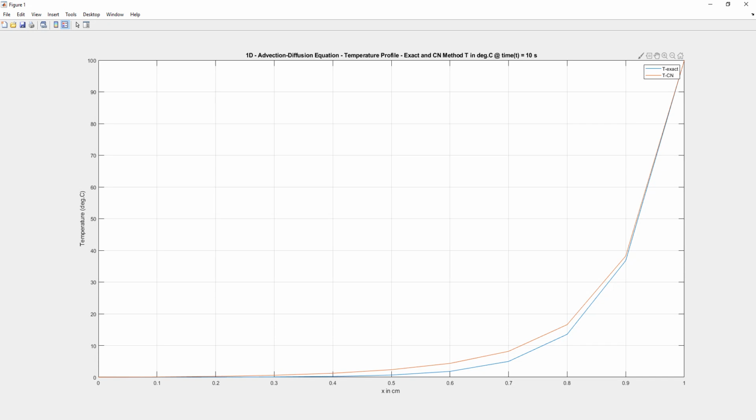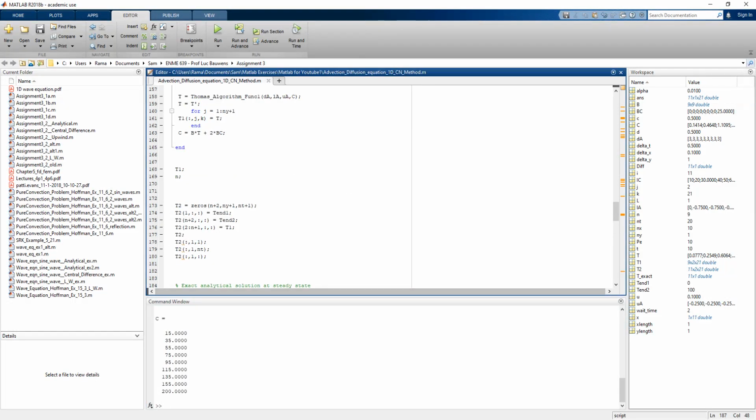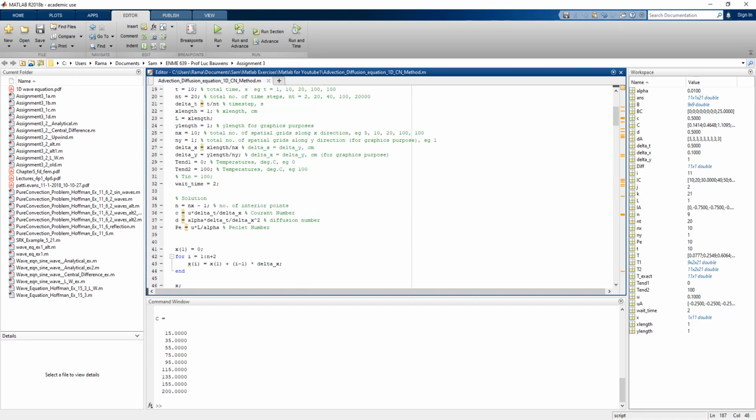So the finite difference method is shown in red and the analytical exact solution at steady state is shown in blue. We can see some gaps. This could be the reason: maybe when time equals 10 seconds we are not reaching the steady state, or the error using higher delta x or delta t could result in these gaps. So we'll go back and try to refine our steps.